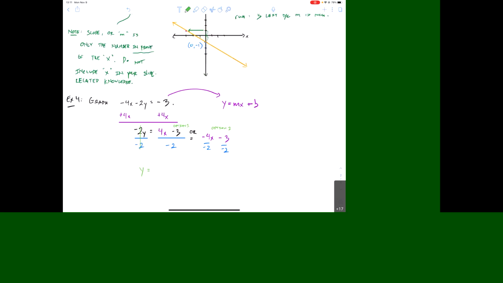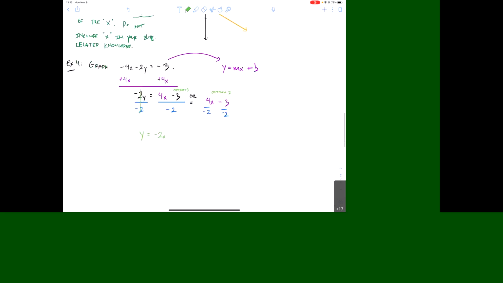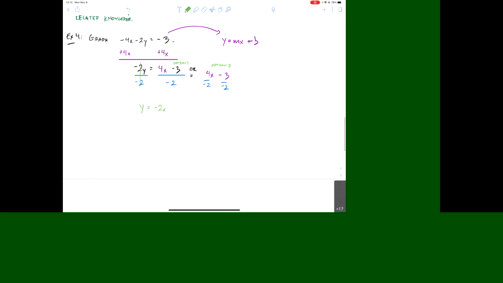So, sorry, this is supposed to be a positive 4 here. Watch out for that. Under option 2, if you put the negative 4, that was a typo. This is supposed to be a positive 4 here, okay? So you get positive 4x divided by negative 2, and you're left with a negative 2x now. And this is what I was talking about. Now you have this negative 3 over negative 2, which is plus 3 halves.